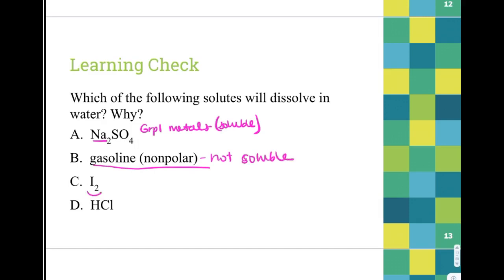Iodine. It says polar or nonpolar. Well, if you have 2 iodine particles, and if I draw a Lewis structure here for you, you'll see that it is nonpolar, and so it is not soluble in water. What about hydrogen chloride? It says polar or nonpolar. This is polar. I could draw my dipole here like this, and so it will be soluble in water.